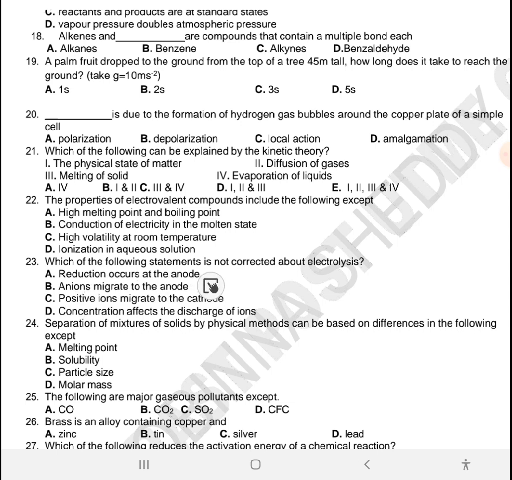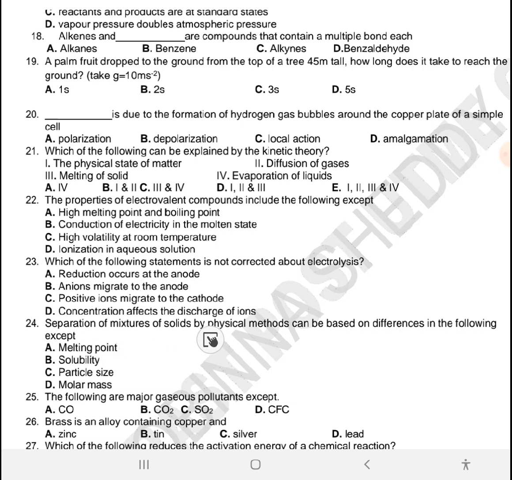Reduction occurs in the anode. That's a lie. Right. In electrolysis, oxidation occurs at the anode, while reduction occurs at the cathode. While hydrogen is being liberated at the cathode, oxygen is liberated at the anode. Keep those two in mind. They ask these two questions a lot. 24. So number 23 is option A.